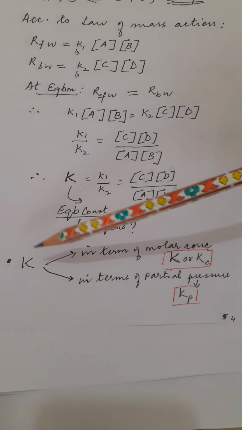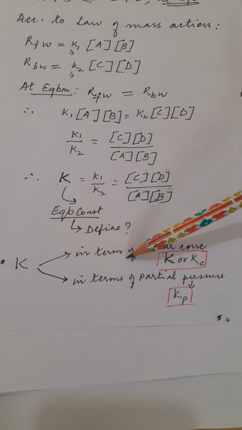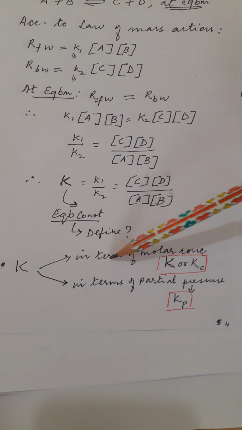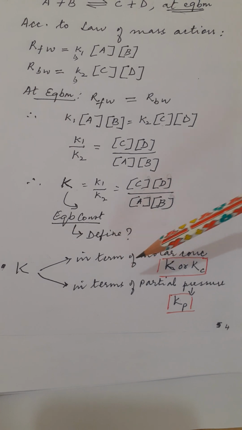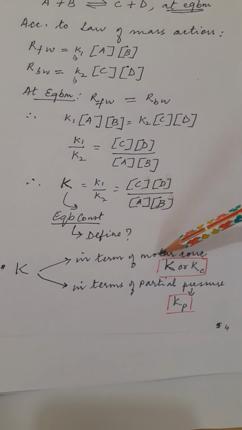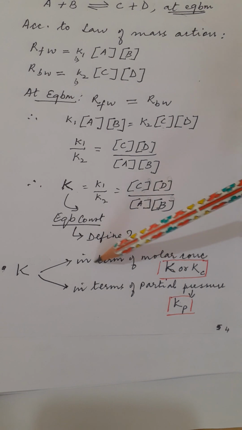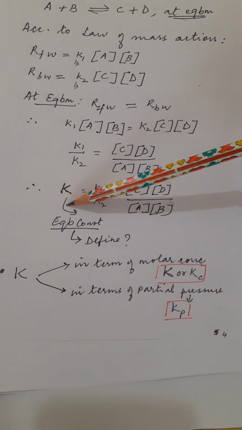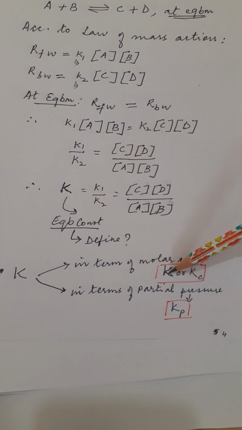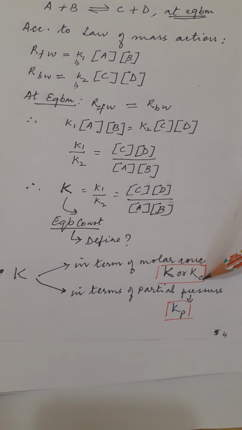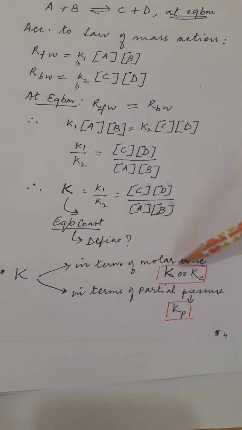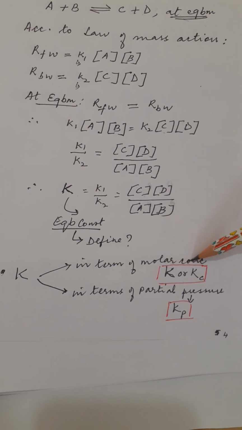Now, this equilibrium constant K may be read or studied in two modes. One, in terms of molar concentrations. That means when we are expressing the concentration of the reactants or products in terms of moles per liter, then we are saying in terms of molar concentration. Then this ratio, that is the equilibrium constant K, is written as K, or may also be written as Kc. So if Kc is not there and only K is written, you must understand that we are representing the concentration in moles per liter or molar concentration.